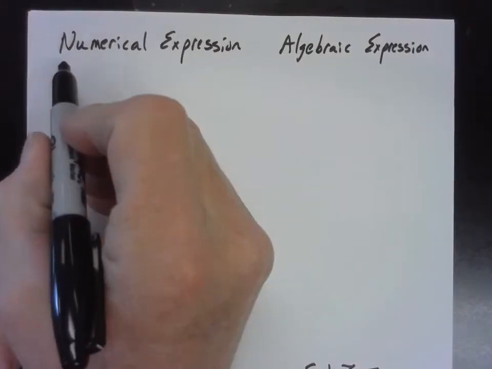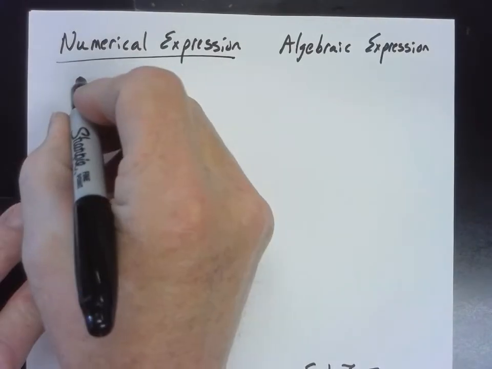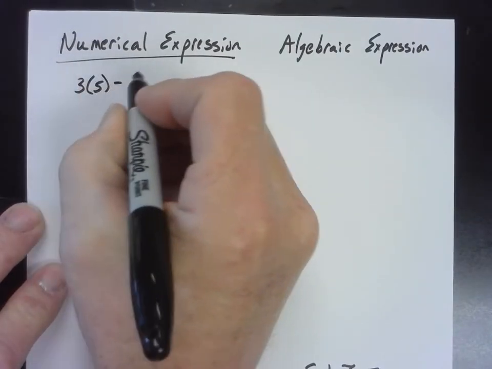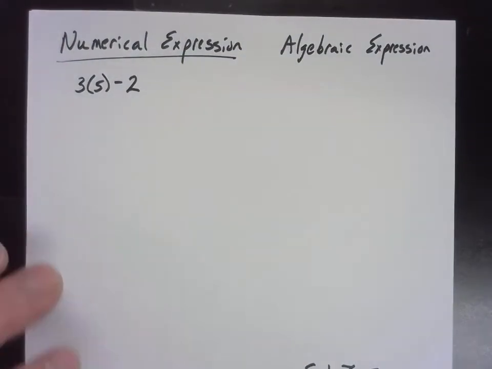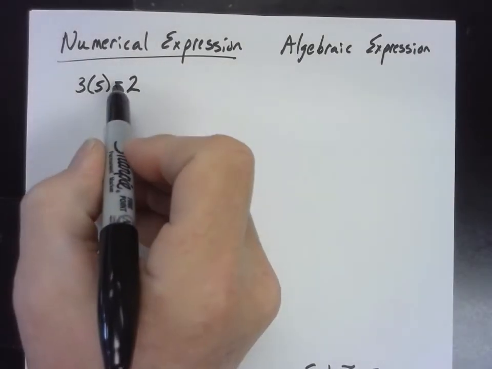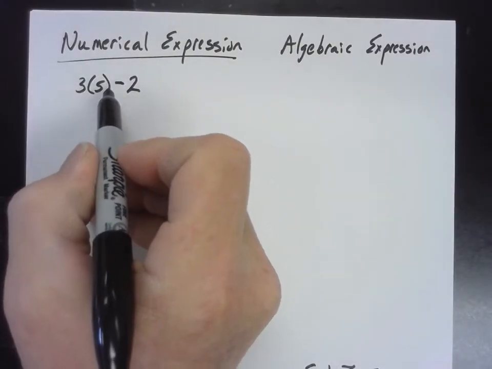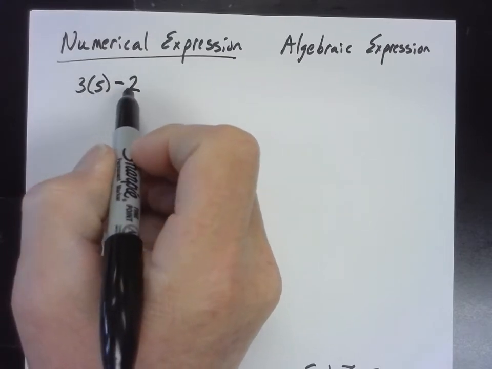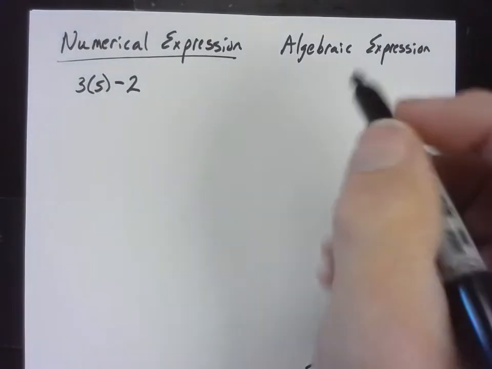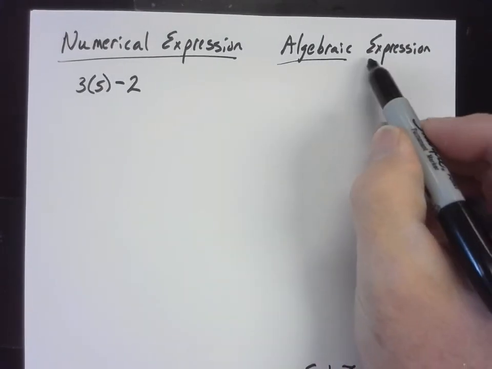We've been dealing with numerical expressions. All these problems we've been simplifying down. These are numerical expressions. They involve numbers and symbols, parentheses, add, subtract, all that kind of stuff. We need to start talking now about algebraic expressions. Okay?